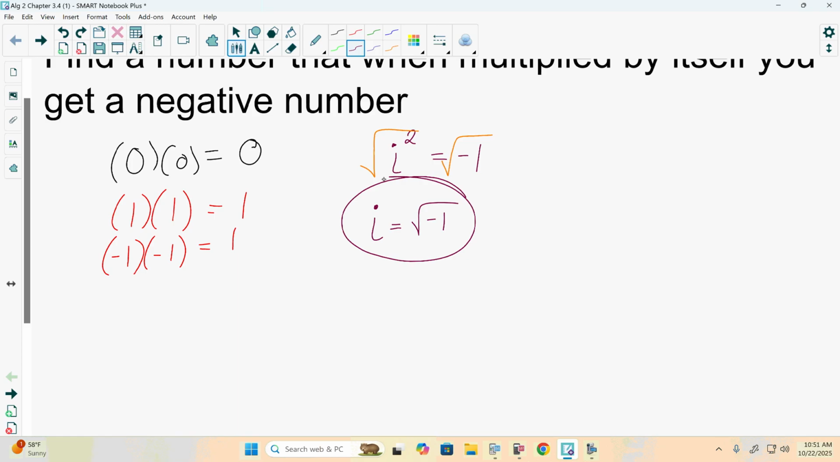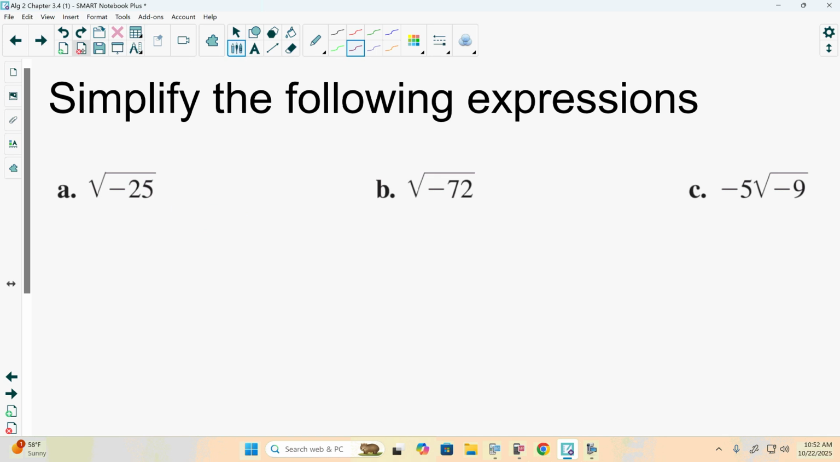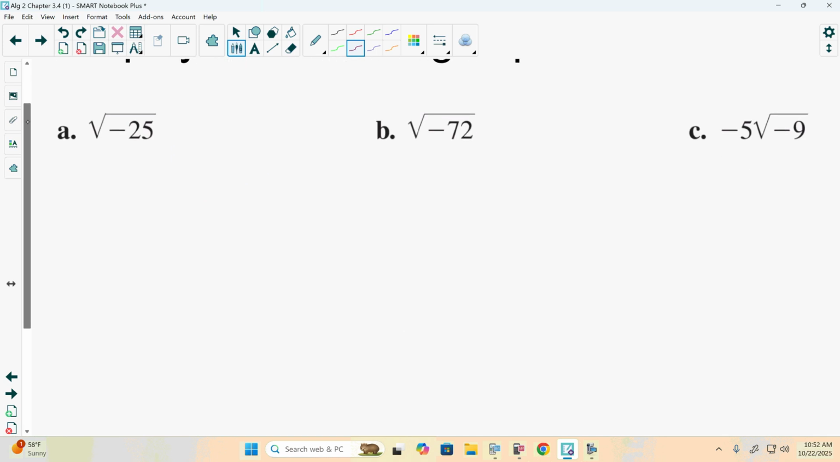So we have set by definition that i is defined to be the square root of negative 1. But we also have that i squared is just negative 1. That means these radicals, these square roots, which up to this point we've not been able to find values for, we can actually find the value of now.